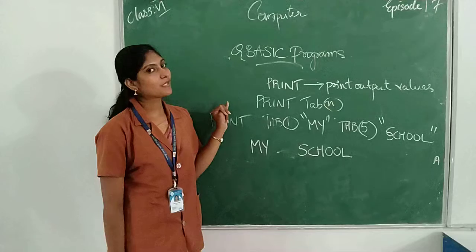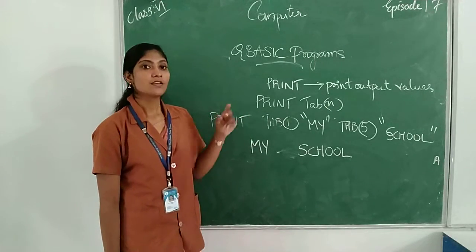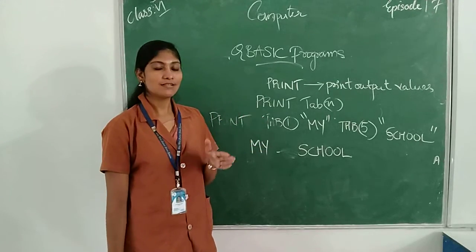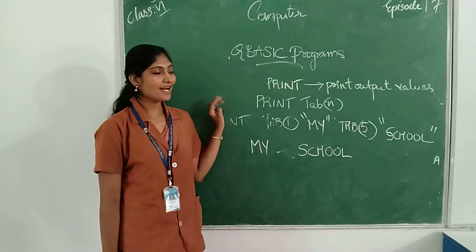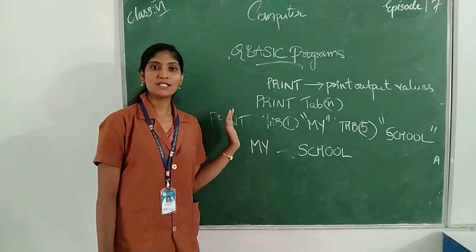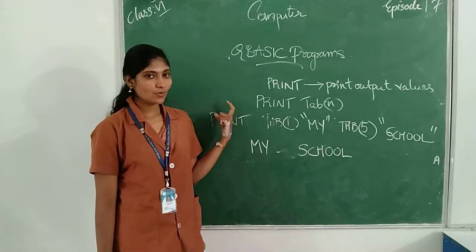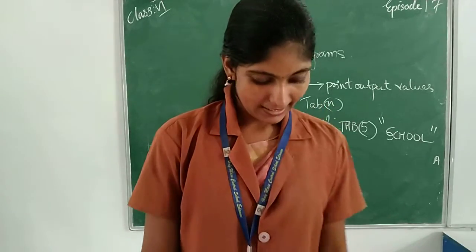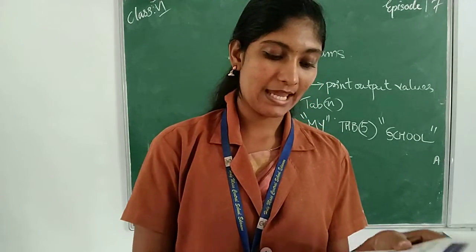Then second one is print with the comma. That means there is a space between each word. So if you want to print the words with spaces between the words, you can go to print with the comma. And the last one is print tab of n. That means you can add a tab in between the words. So if you want to add tab spaces between each word, you can go to print tab. Okay. Then here look at the picture, page number 62. You can see an example.